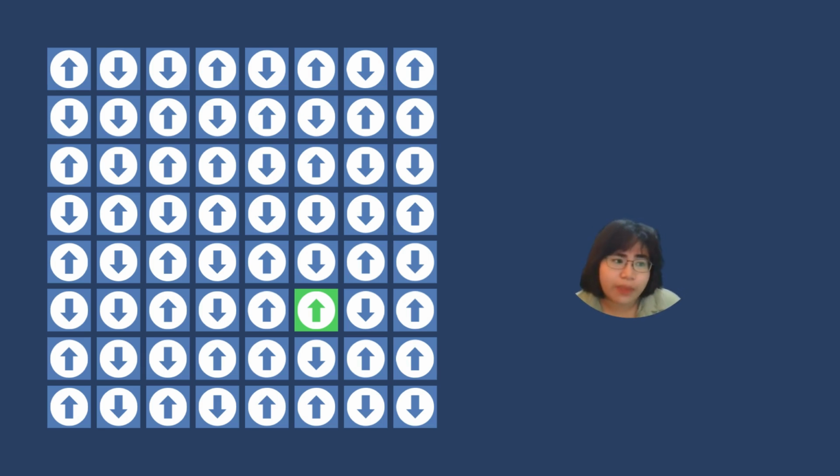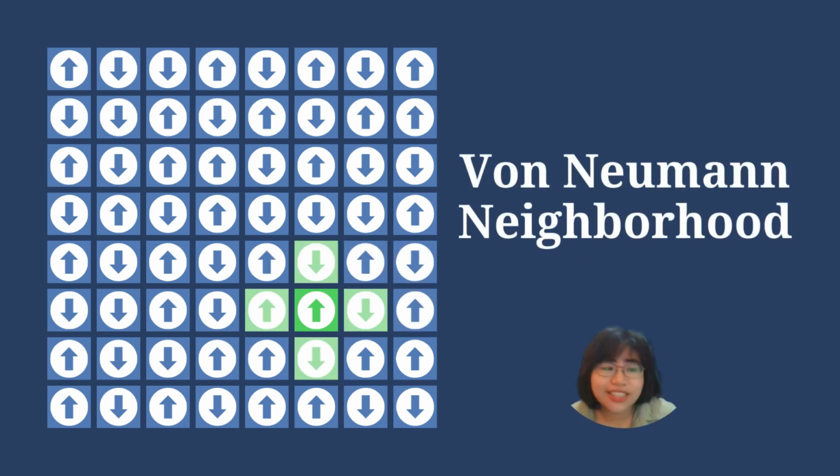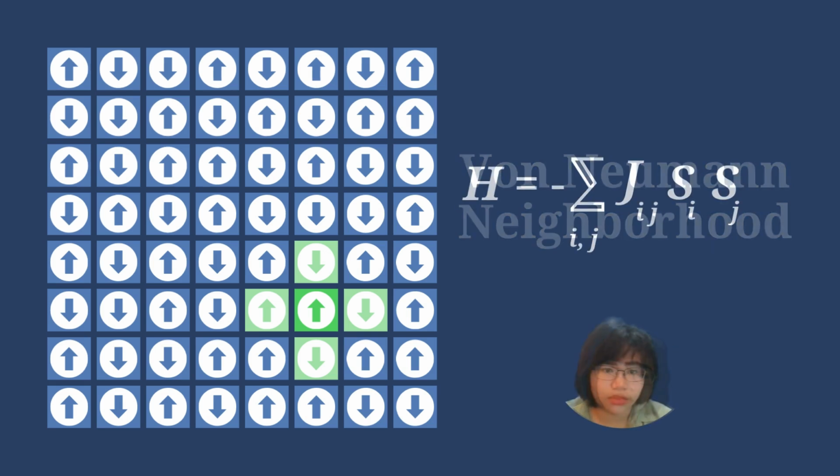Nagdetermine tayo ng rules para kung ano yung makonsider as neighboring spins ng site na ito. In this case, ginamit natin ang von Neumann neighborhood definition. So, basically, north, south, east, west lang, or up, down, left, right lang to the spin here. It doesn't include yung mga diagonals na magkatabi ng site na yan.